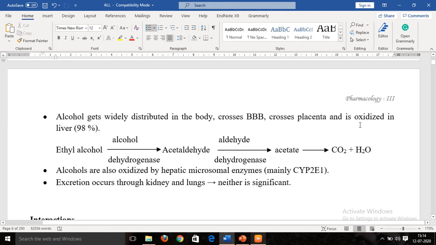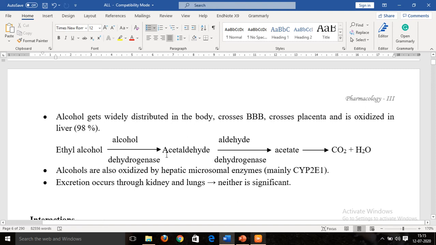Then it is metabolized by an oxidative process, that is, oxidation is the main process of metabolism. 98% of the alcohol is metabolized by oxidation in the liver. And the pathway for metabolism of ethanol is as follows. The first reaction is conversion of ethanol to acetaldehyde. Ethanol is acted upon by the enzyme alcohol dehydrogenase and it converts the alcohol into acetaldehyde. The next reaction takes place in the presence of aldehyde dehydrogenase, which acts on acetaldehyde and converts it into acetate. Further, this acetate quickly breaks down into carbon dioxide and water.